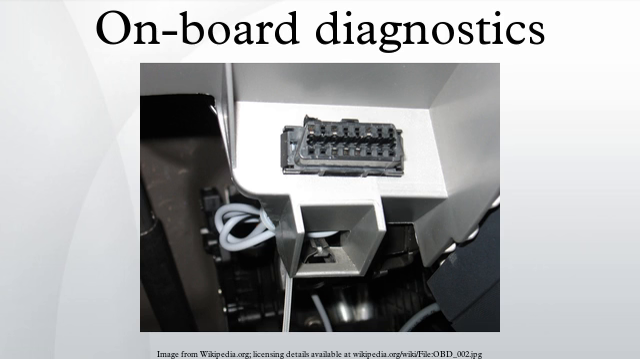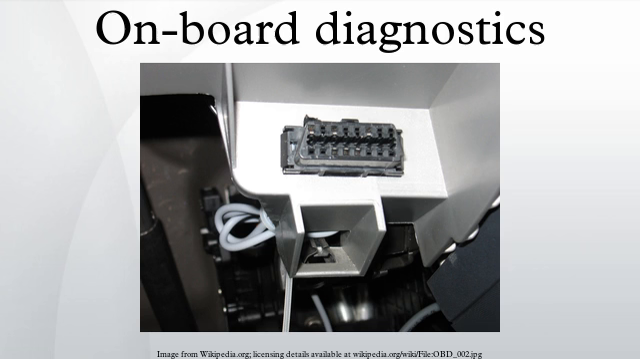P00XX, fuel and air metering and auxiliary emission controls. P01XX, fuel and air metering. P02XX, fuel and air metering. P03XX, ignition system or misfire. P04XX, auxiliary emissions controls. P05XX, vehicle speed controls and idle control system. P06XX, computer output circuit. P07XX, transmission. P08XX, transmission. The following 2 characters would refer to the individual fault within each subsystem.